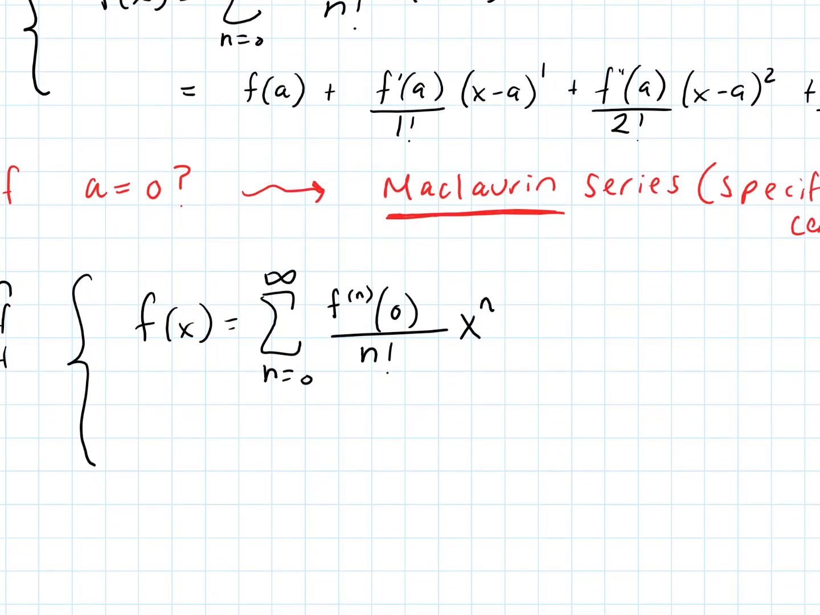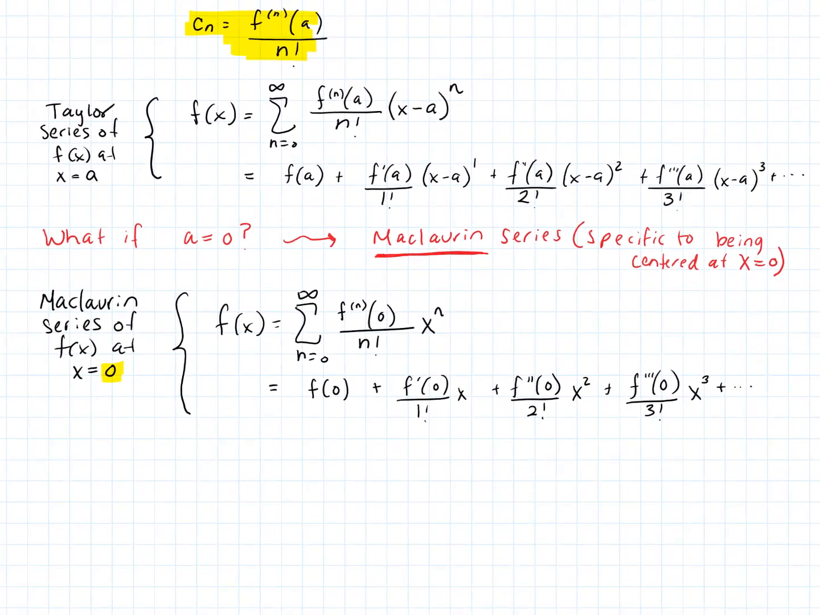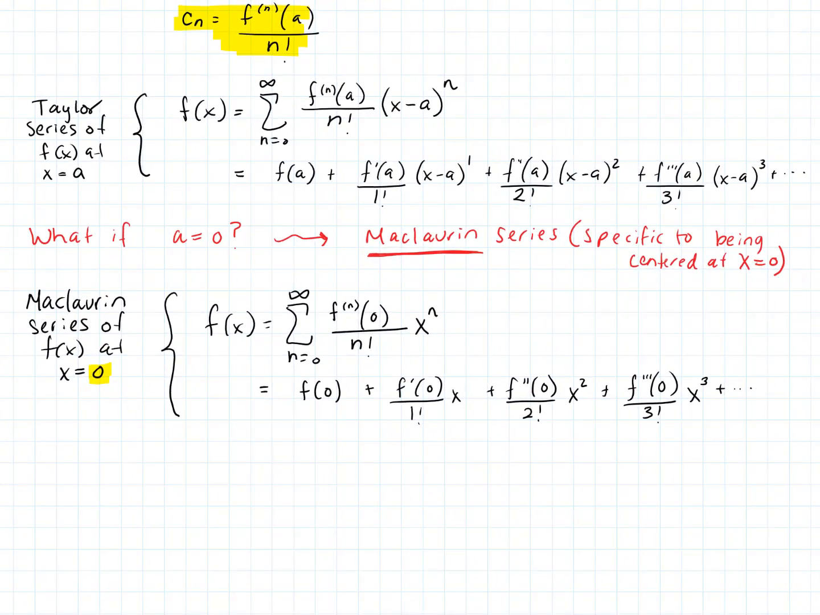So a Maclaurin series expansion is going to be f of 0 plus f prime of 0 over 1 factorial times x plus the second derivative evaluated at 0 over 2 factorial times x squared plus the third derivative evaluated at 0 over 3 factorial times x to the third, and so forth. So that gives us a specific series called the Maclaurin series. When we're centered at 0, we call it the Maclaurin series. If we're asked to find a Maclaurin series, we would know that's centered at 0. All right, so that is the general theory behind Taylor and Maclaurin series.